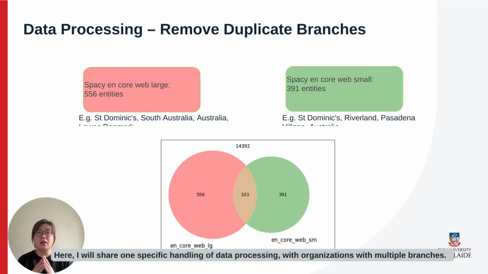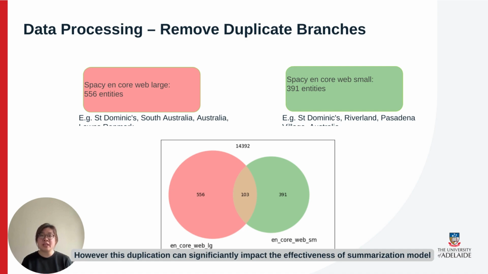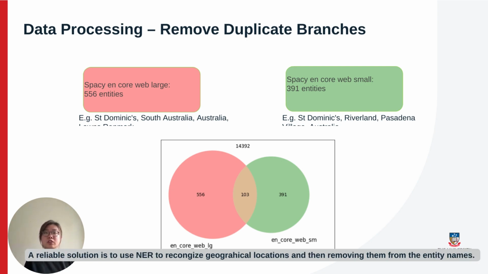Here, I will share one specific handling of data processing with organizations with multiple branches. Oftentimes, entities like Red Cross, RSL, in the directory they have the same ground truth and services. However, this duplication can significantly impact the effectiveness of the summarization model. A reliable solution is to use NER to recognize geographical locations and then remove them from the entity names.